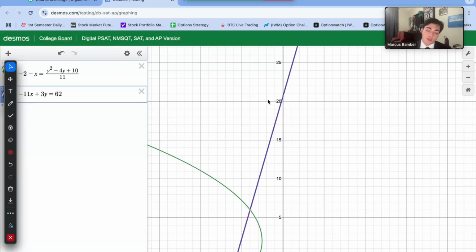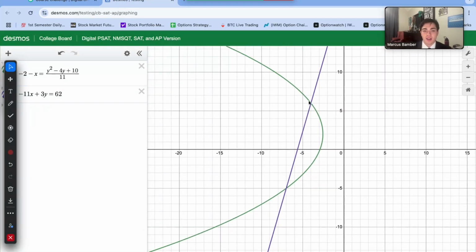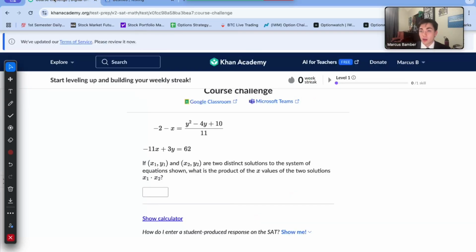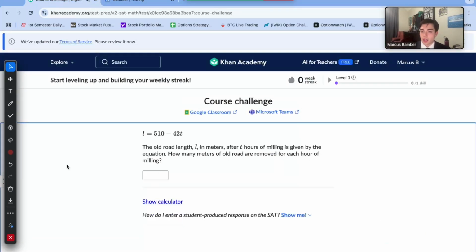Just remember, every single question on the math section now has Desmos available. This exact Desmos, the SAT version. So we can see that there are two distinct solutions. We're going to take the two x values, negative 4 and negative 5. We're going to multiply them with each other. That's equal to positive 28. So the product is positive 28.